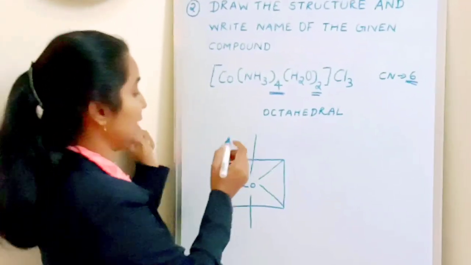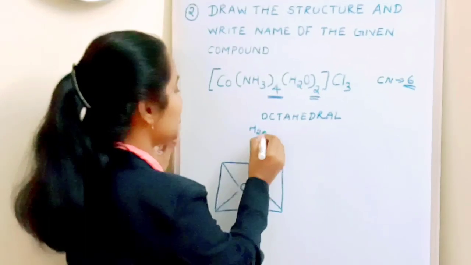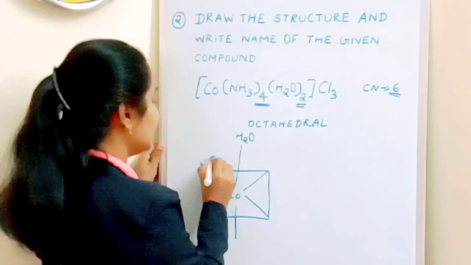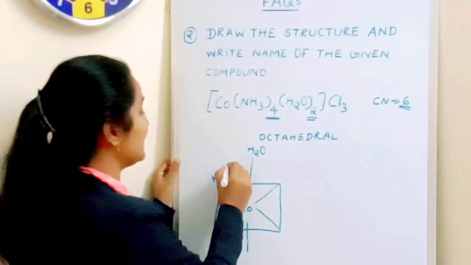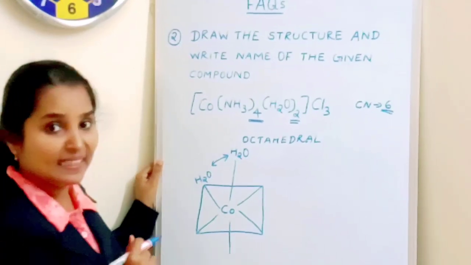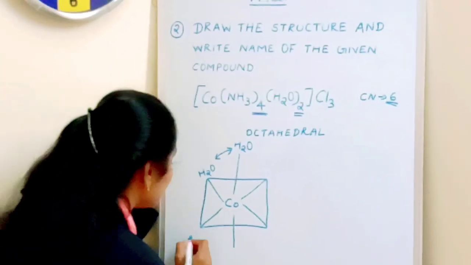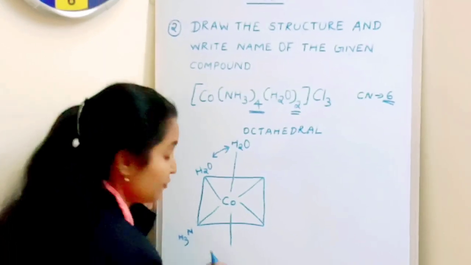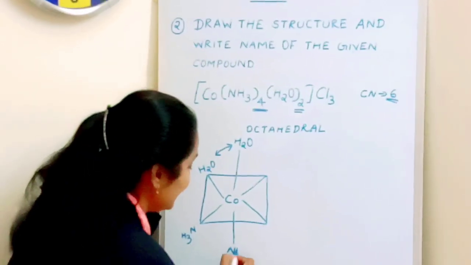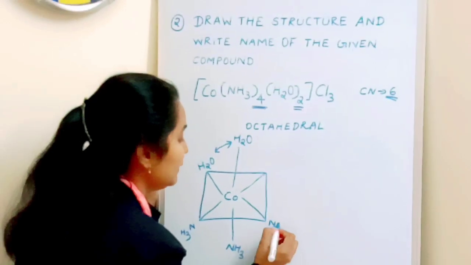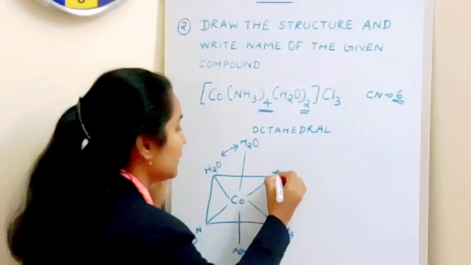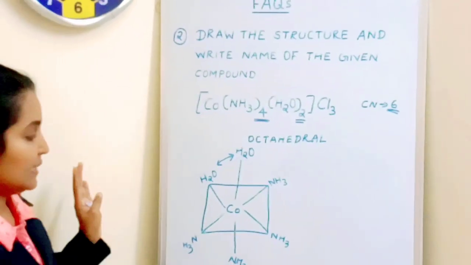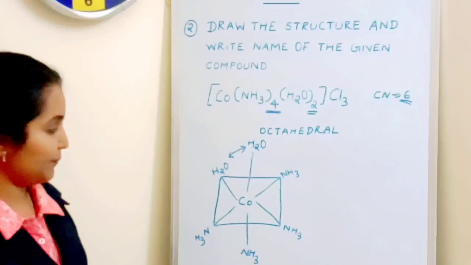So I am placing H2O here, H2O here, in this cone. So these 2 identical ligands came nearby, and then the rest of the ligands, the amine, I am placing in each corner of the octahedral geometry. NH3, NH3, NH3. Okay. So the cis form of the given compound is ready. This is the cis form.